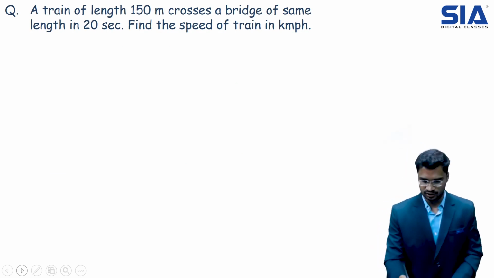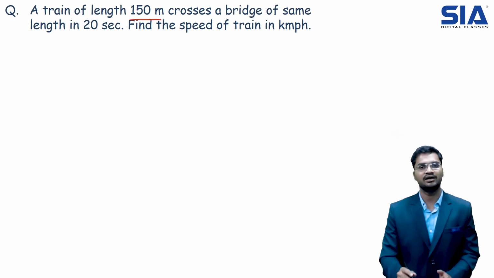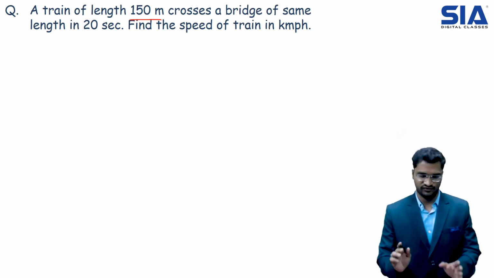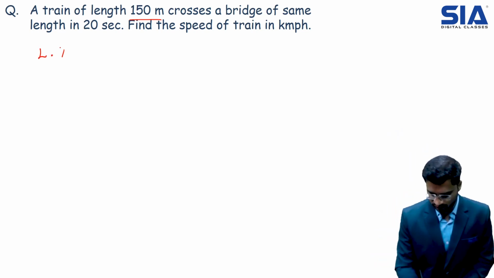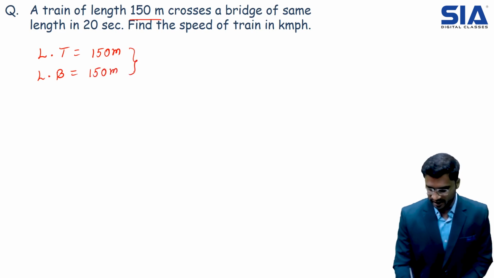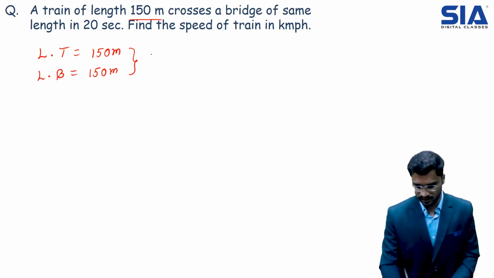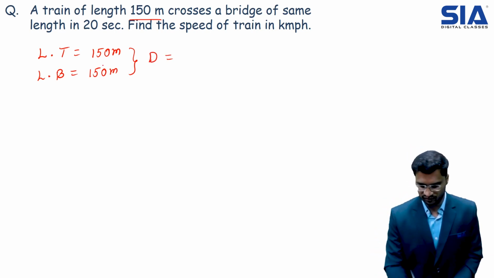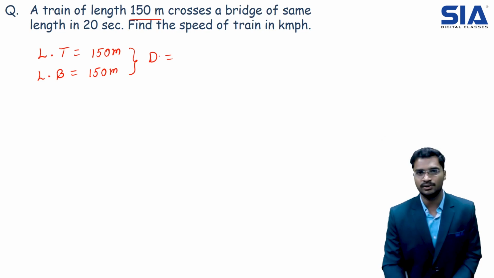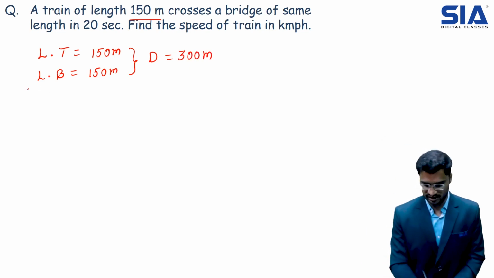of same length. So the length of train is 150 meters and the length of bridge is also 150 meters. So it is crossing that particular bridge. So whenever a train crosses a bridge, the distance will become length of train plus length of bridge, which is 150 plus 150 is 300 meters. So the distance is 300 meters.